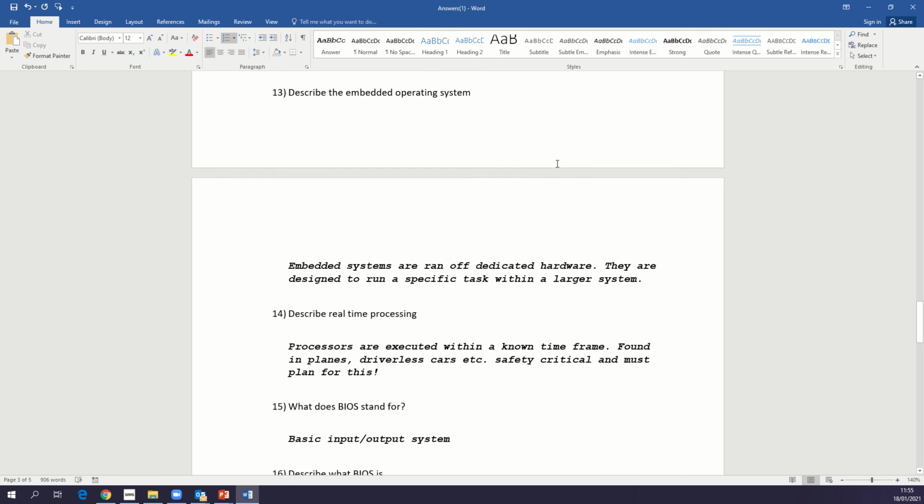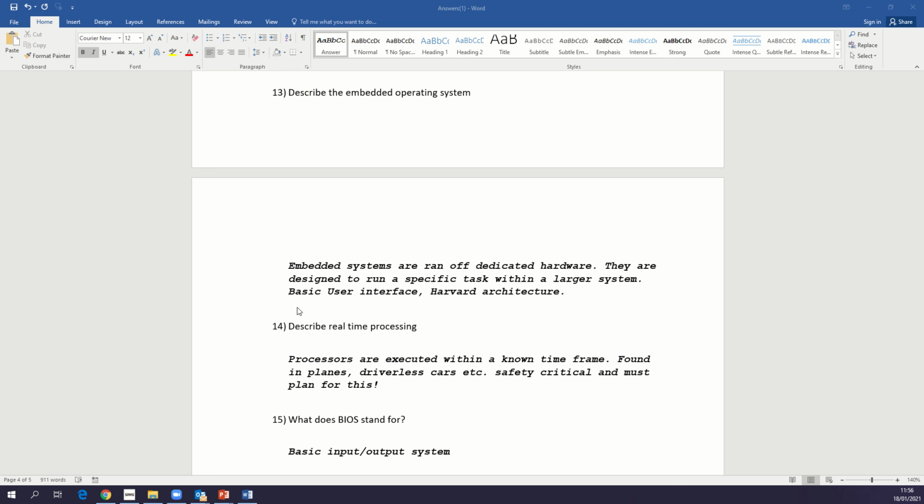Number 13, what is meant by an embedded system? Now, we've done an awful lot of information about embedded systems, and you should be developing more of a complex understanding of these now. So they run off dedicated hardware. Think of a speed camera which is on a road. You could only use that hardware, the camera, in that format for a speed camera. They have a specific task.